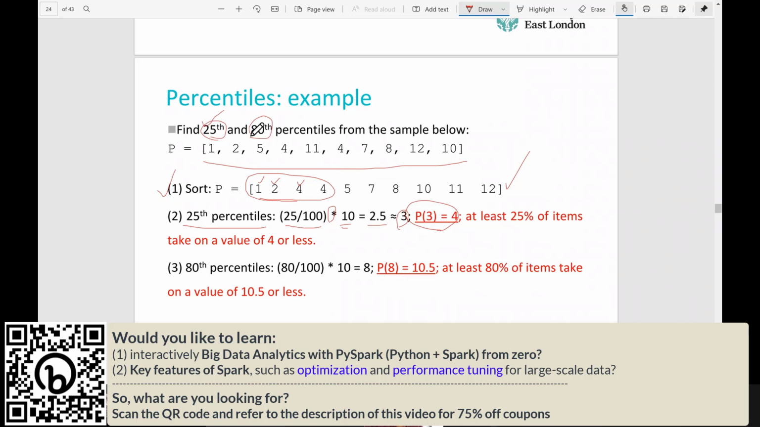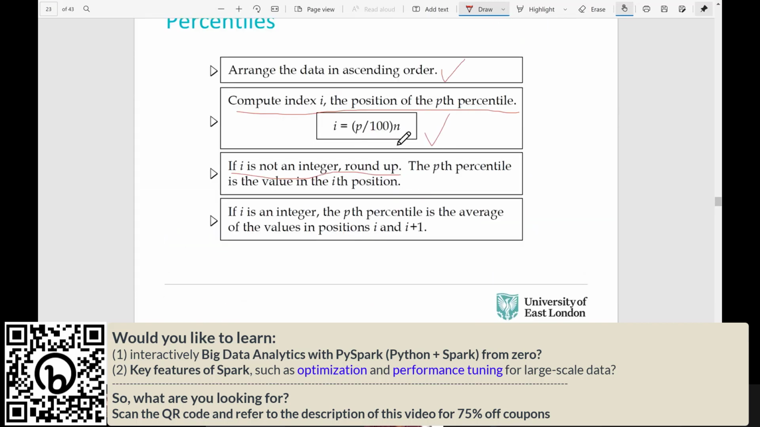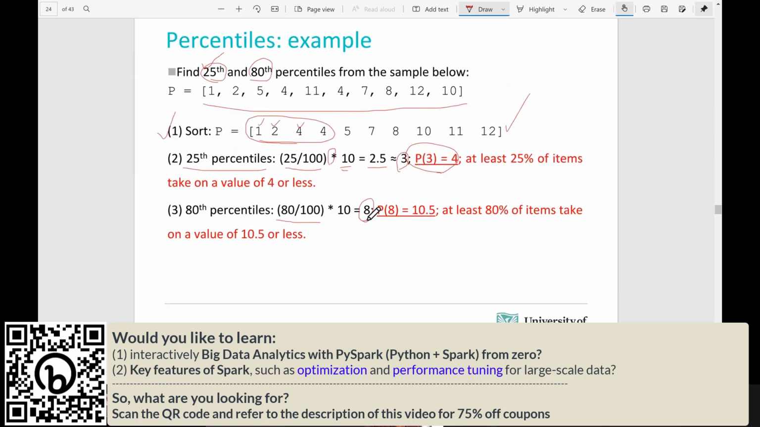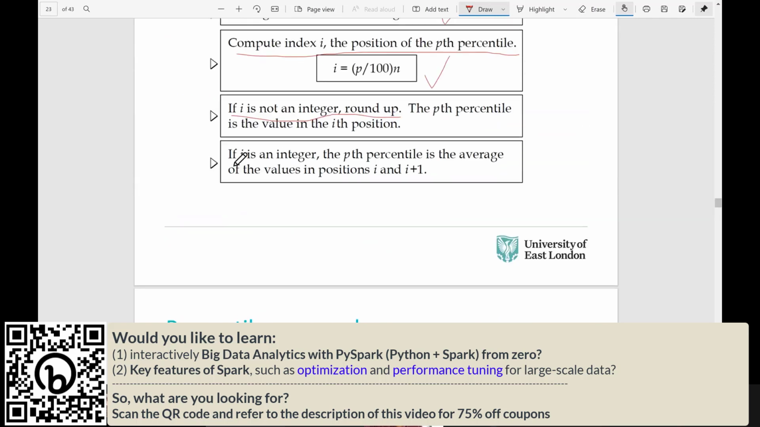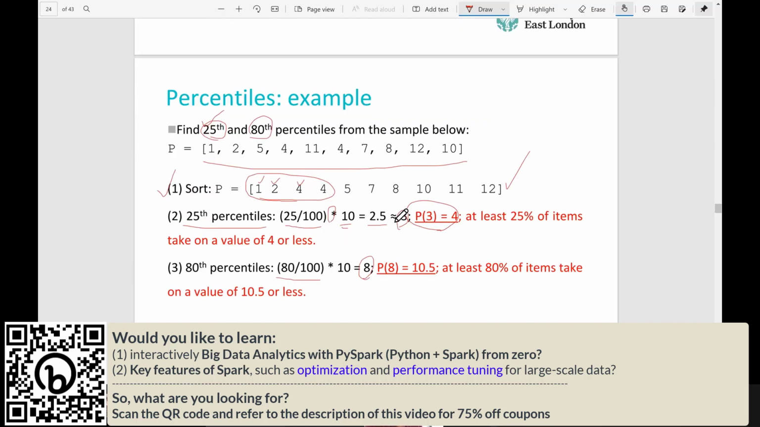Now I want to calculate the 80th percentile. It means I want to find the value such that the items at or below that value make up 80% of the items. How to do so? Again, 80 divided by 100, this is the formula here, right? 80 divided by 100 multiplied by the number of items is 8. So the result is an integer value. If i is an integer, the P-th percentile is the average of the values in positions i and i plus 1. So here it's P8, right? 1, 2, 3, 4, 5, 6, 7, 8. It says the average of positions i and i plus 1, so 10 plus 11 divided by 2 is 10.5.